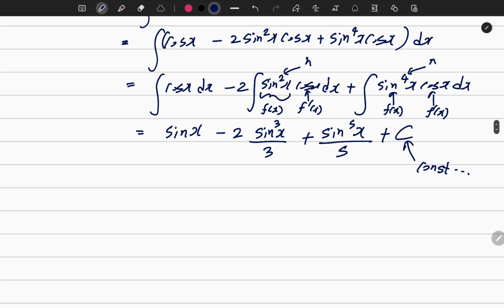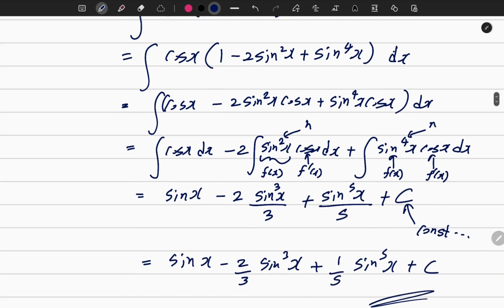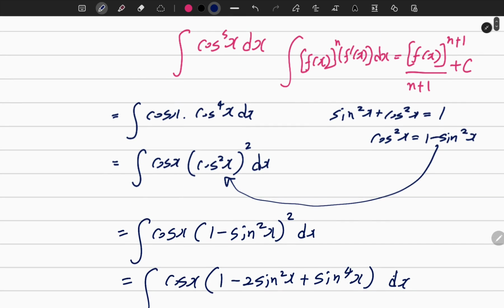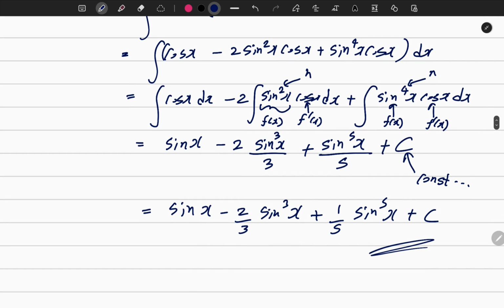So now I can simplify this again. Sin x minus 2 over 3 sin cube x plus 1 over 5 sine to the power 5x plus c. This is my answer, right? So it's kind of a mess, but it's kind of also an easy part, right?